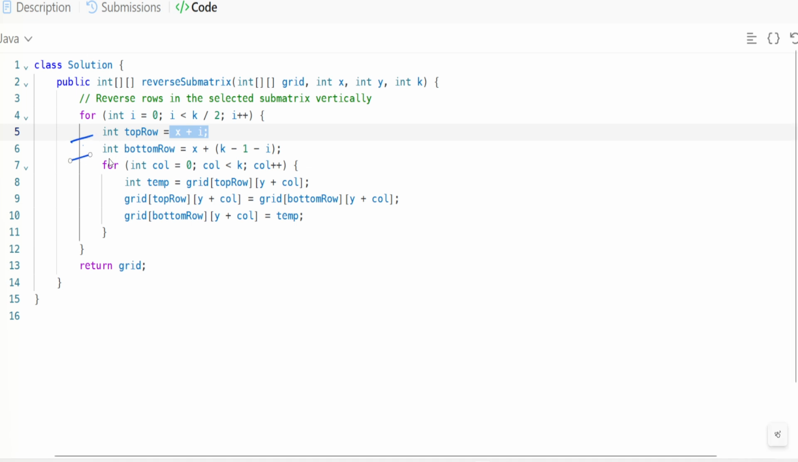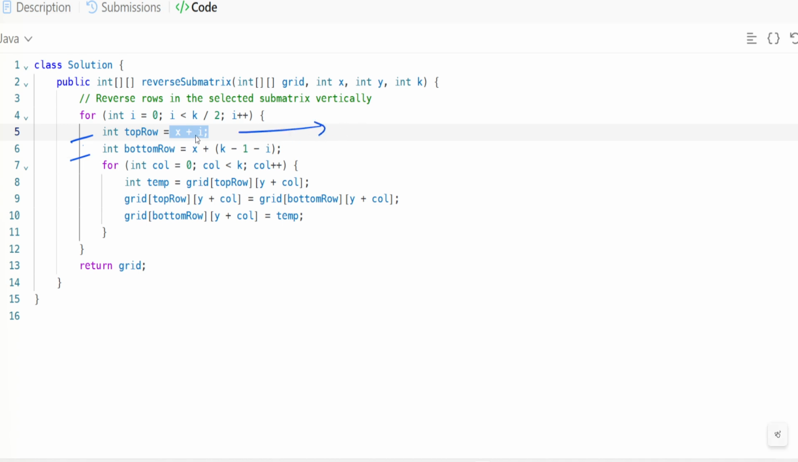Let's see how. Very first, when i is 0, the top row will become x plus i, which means it will become 1. Then the bottom will become x plus k minus 1 minus i, so 1 plus 3 minus 1 minus 0, it will become 3. Okay, so 1 and 3 we know from the matrix that we have seen previously, right?